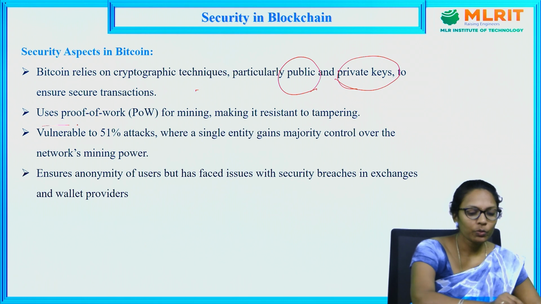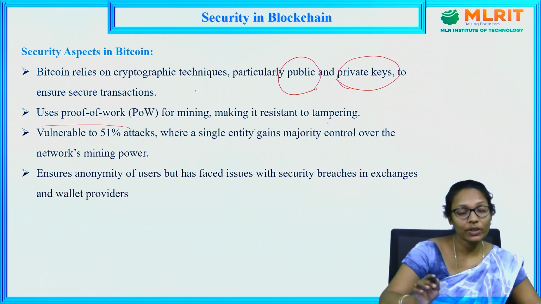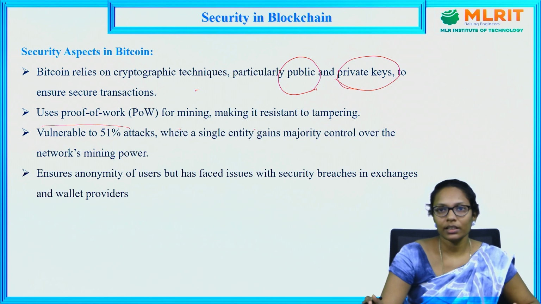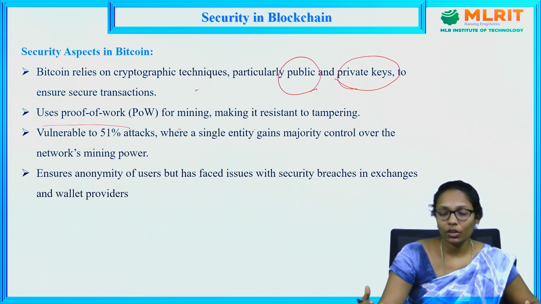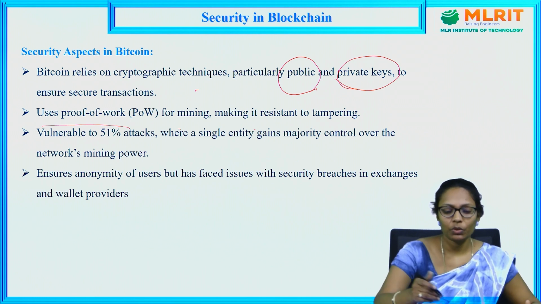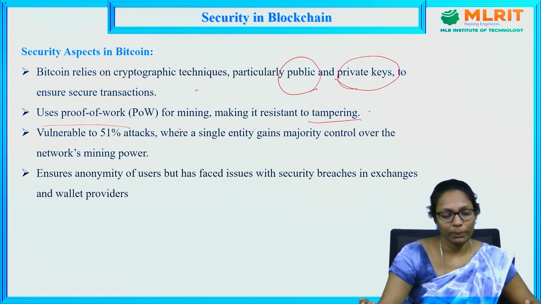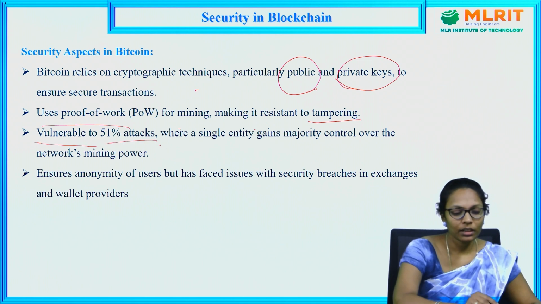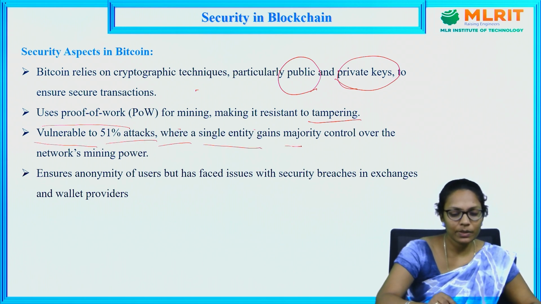It uses proof of work for mining, making it resistant to tampering. We know proof of work is a very complex consensus algorithm. Using it, we authenticate and validate transactions, checking whether a transaction is valid or not. Since it is a very complex algorithm, it is not easy to tamper with. But it is still vulnerable to 51% attacks, where a single entity gains majority control over the network's mining power.